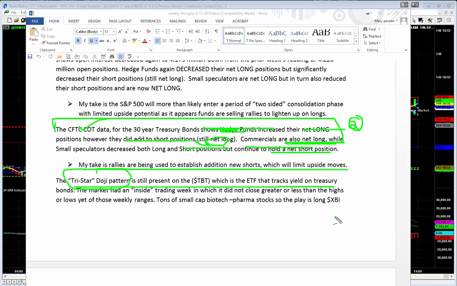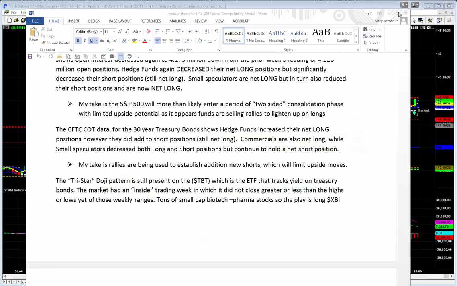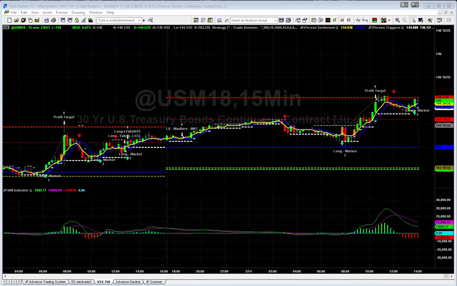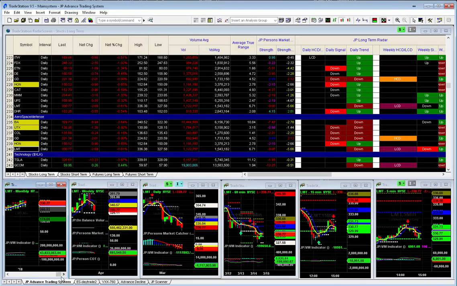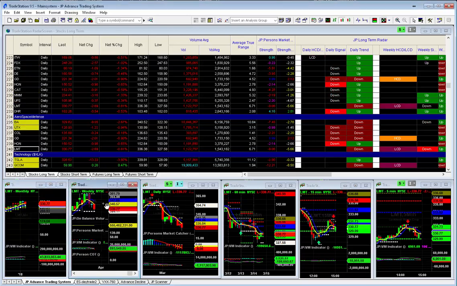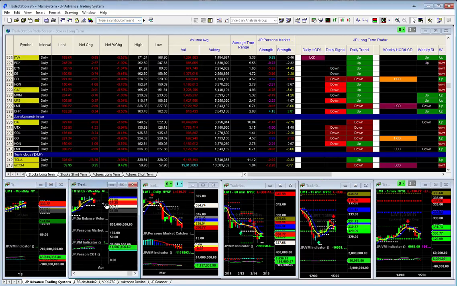TBT tracks yields, bonds track price, and they're an inverted relationship, meaning when yields go down, when interest rates go down, prices go up. So when TBT goes down, then prices go up. Let's take a quick look at that because this is another thing that we focused in on in our trading room. So we'll go over here to our trading system. The first thing I'm going to type in is TBT.